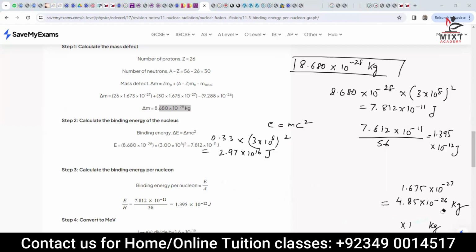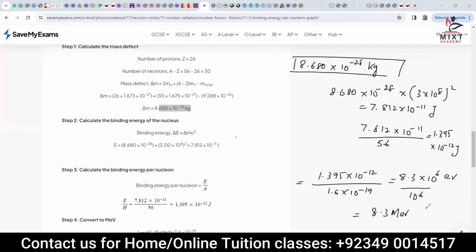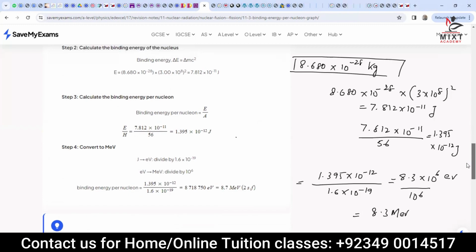Now, can you tell me, Manu, how to convert joules into electron volts? When you convert electron volt into joules, you multiply. When you convert joules into electron volt, you divide. So 1.395 into 10 raised to the power minus 12 divided by 1.6 into 10 raised to the power minus 19. Can you tell me the value, please? Now this is in electron volt, but they ask us in mega electron volt. So for mega, you have to divide it by 10 raised to power 6. So when you do that, it will be 8.3 mega electron volt. Check it out. Approximately 8.7 actually.